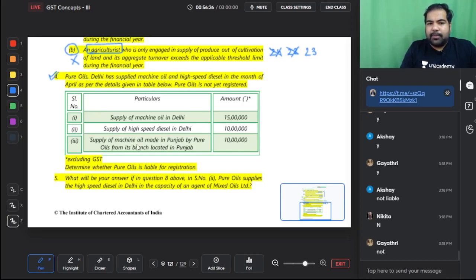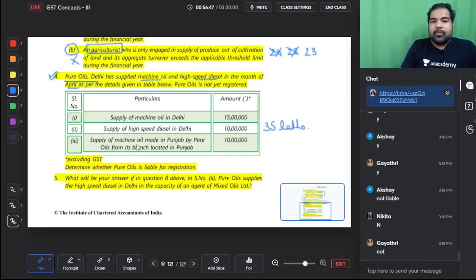Pure Oils Delhi, supplying machine oil and diesel in the month of April. Guys, what is the aggregate turnover of pure oils? Please tell me the aggregate turnover of pure oils. Aggregate turnover means everything including diesel that you supply. So the aggregate turnover is 10, 20 and 35 lakhs.